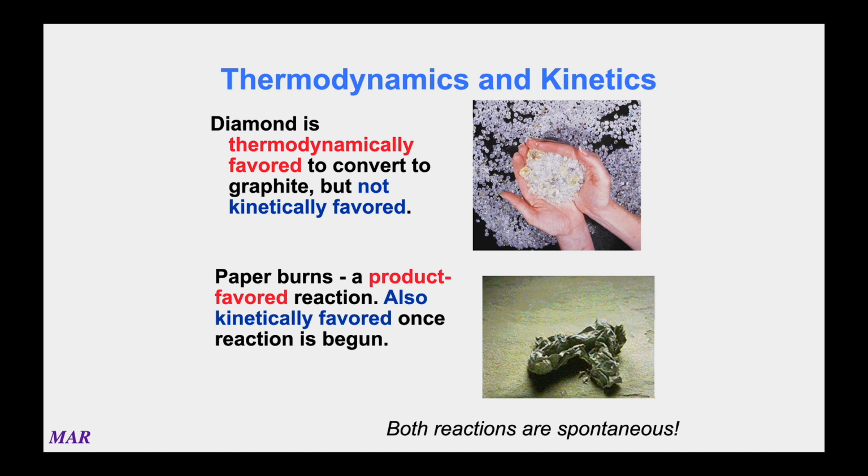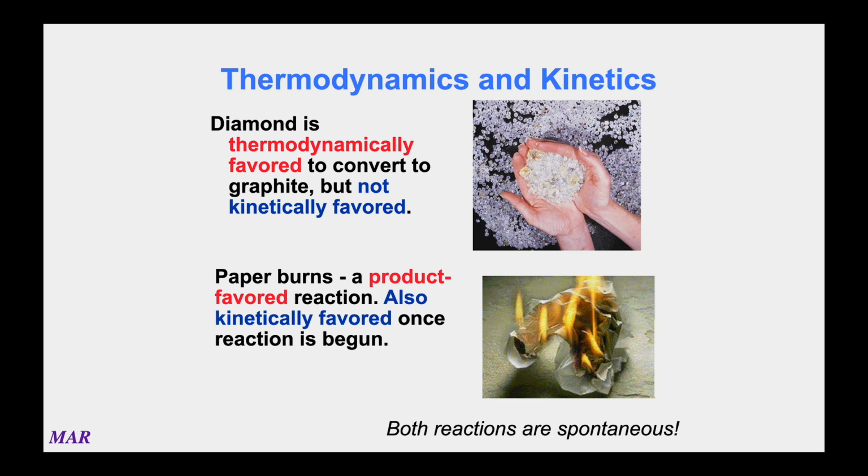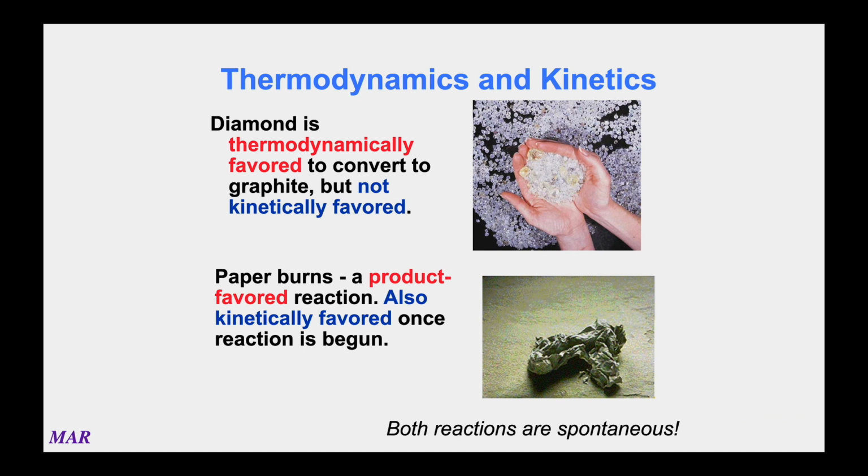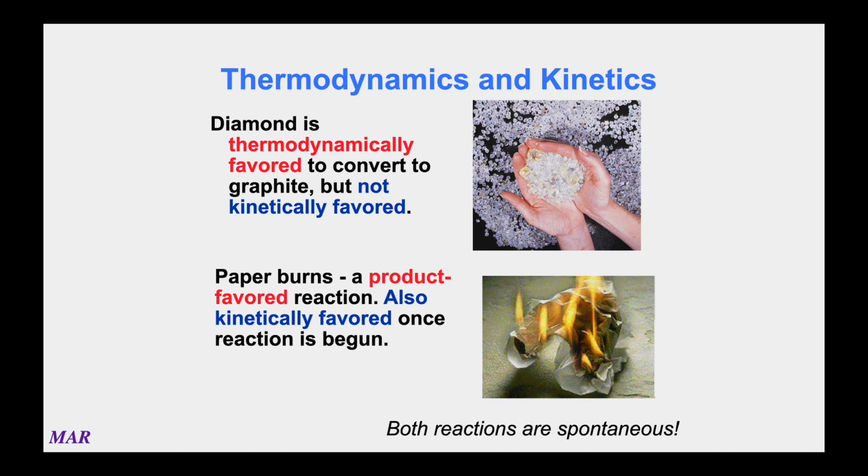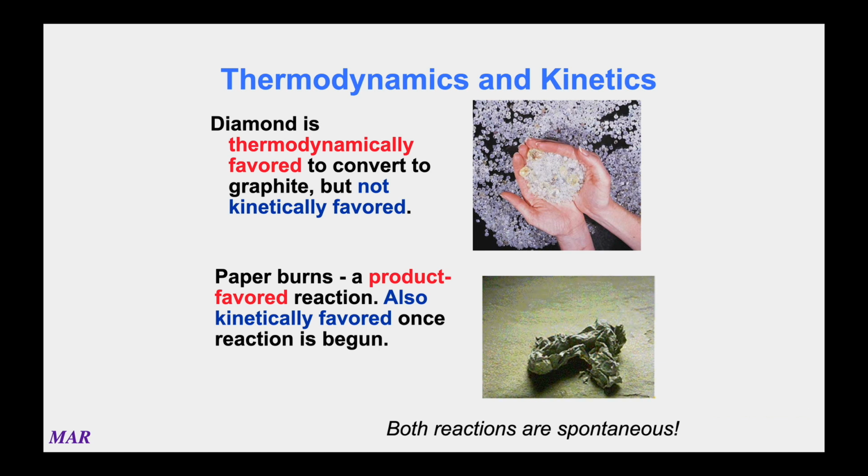So both of those reactions, diamond to graphite and the paper burning, would be considered spontaneous, i.e. thermodynamics says, go for it. But kinetics says, whoa, slow down there. On the first one, diamonds don't go to graphite easily. It takes thousands of years. On the other hand, kinetics is totally fine having the piece of paper burn into ash. So notice here, both reactions are spontaneous. Spontaneity has nothing to do with time.